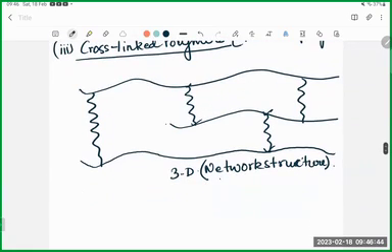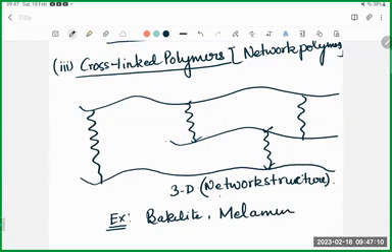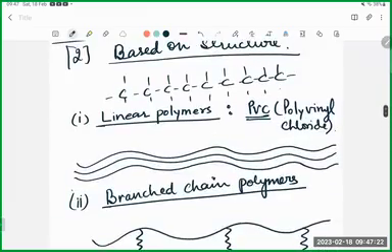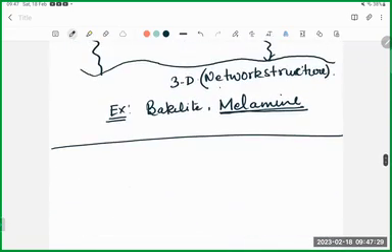Okay, so we have learned about the types by structure. Let me talk about an example: bakelite and melamine, they all have this huge network structure. When you study the structure, you can automatically remember all the examples in these categories. You can see here an amine group is present, that means you have the amine functional group, right? Yes, sir. Okay, I hope you have understood. So this is how we have classified by structure.